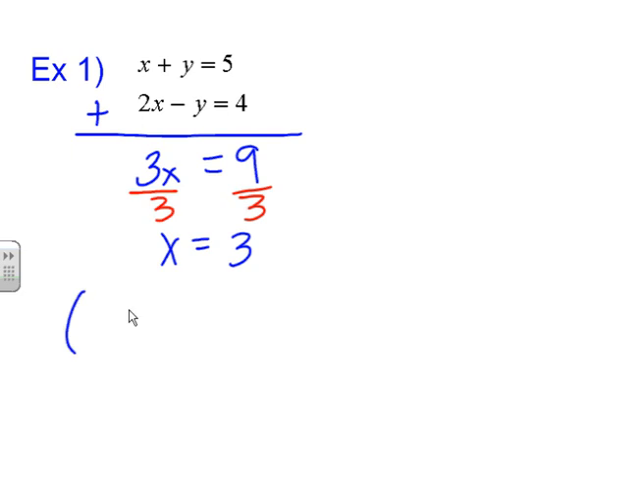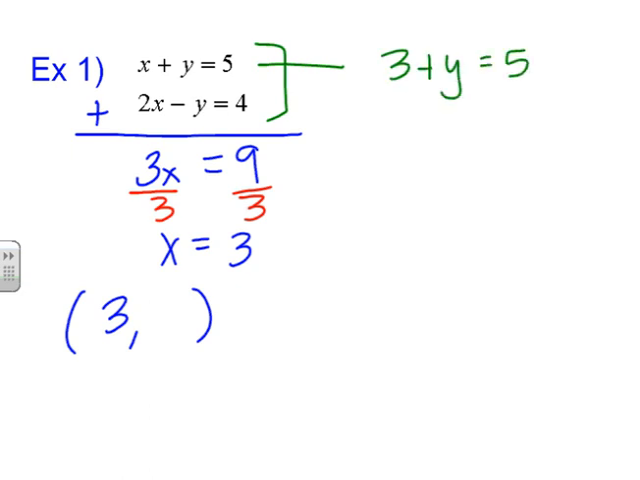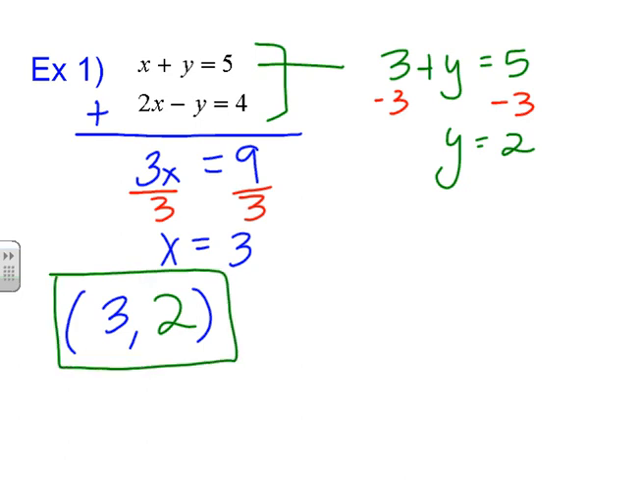Since we're building an ordered pair, we know that x is 3, and we're going to figure out what the y is. We go back to any of the original equations. It doesn't matter if we take the top one or the bottom one. So let's take the top one. 3 plus y equals 5. Here we're going to subtract 3 from both sides, and we find out that y equals 2. So our ordered pair becomes the location (3, 2), where these two lines will cross.